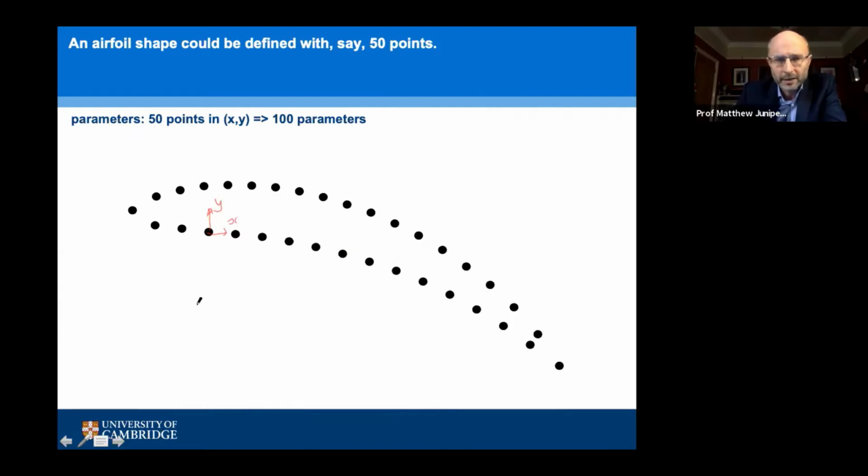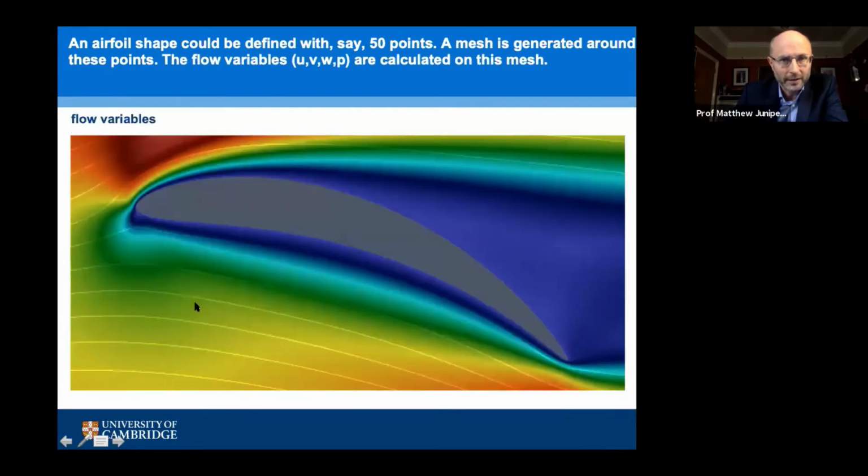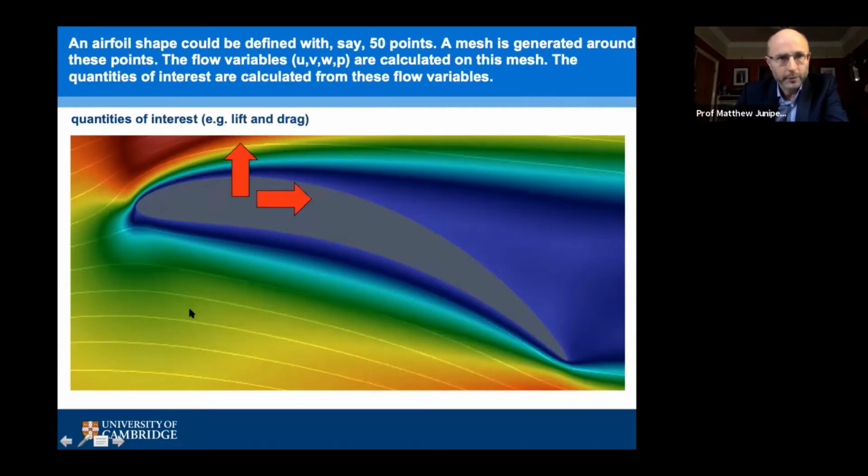If you wanted to work out the lift and drag, for example, you might mesh around the airfoil, and then you have, of course, many more degrees of freedom on the mesh. You then calculate the flow variables, things like U, V, W, the 3 components of velocity, and the pressure, if it was an incompressible solver, around the grid. And then afterwards, you would work out the quantities of interest, which would, for example, be lift and drag, or lift over drag, say, whatever it is.